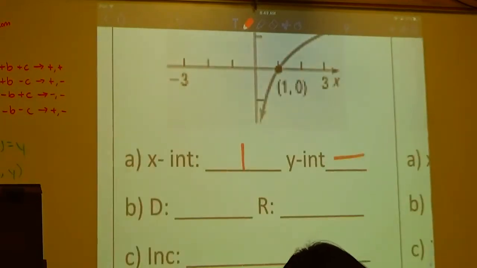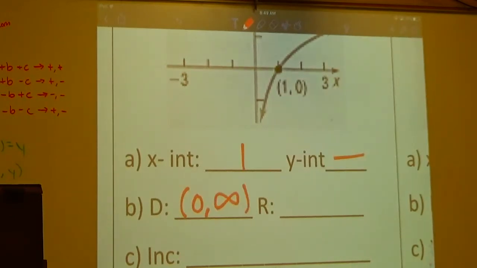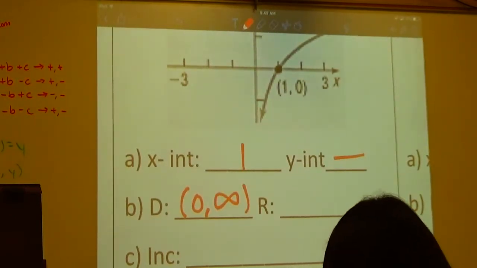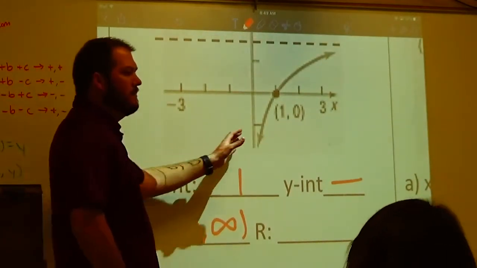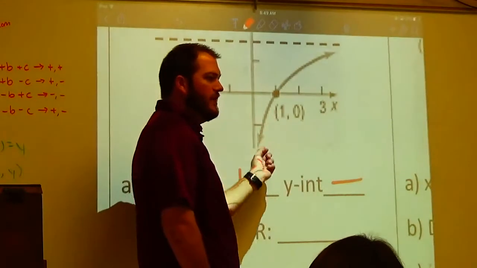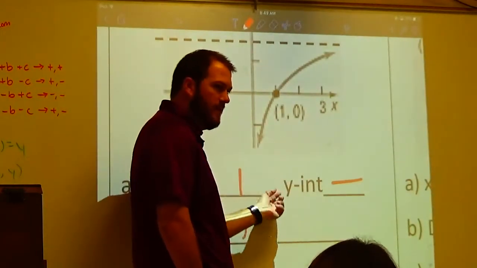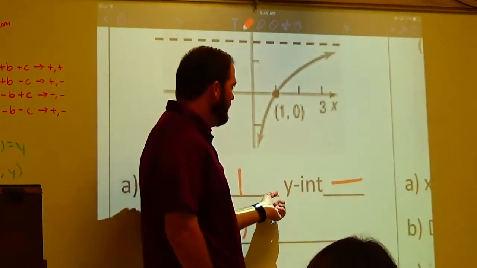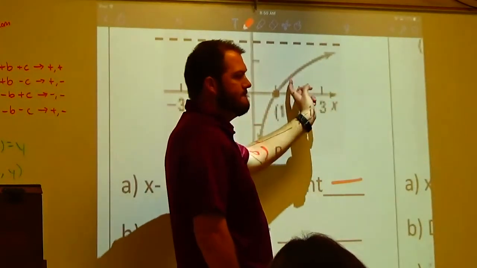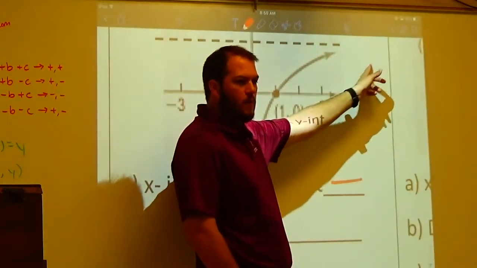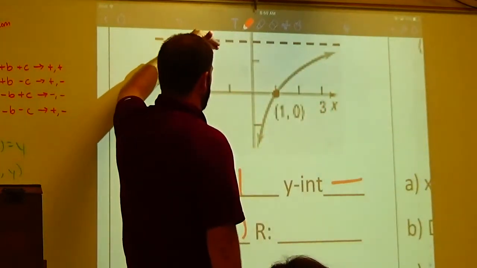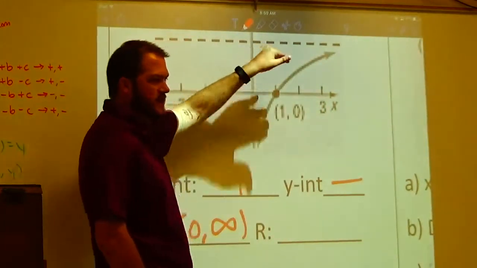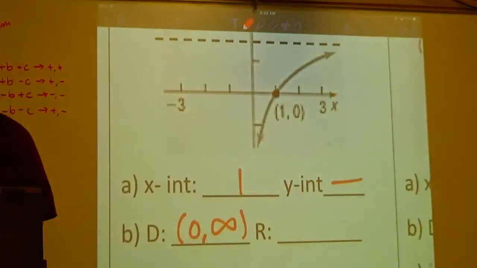0 to positive infinity, yes. What about the range? Even though it doesn't cross the y-axis, it's still got the arrow, so it means it's going down forever. So what does that mean our smallest y value is? Negative infinity to what? What's the highest it gets? 1.5. Not 1/2, 1.5.